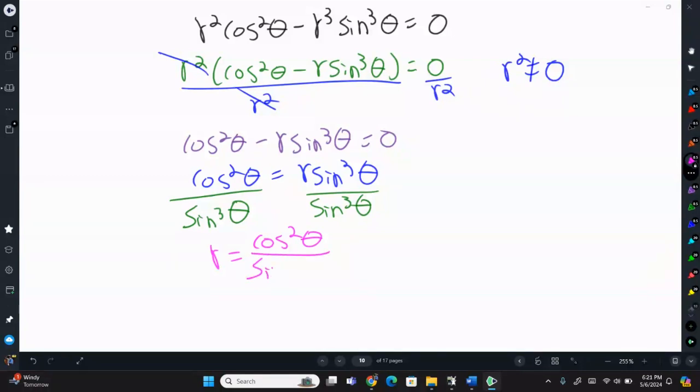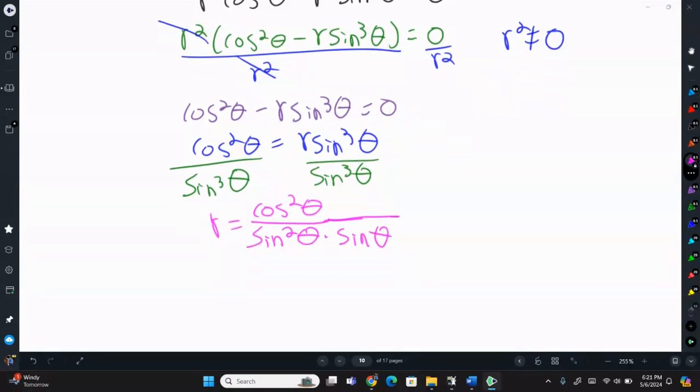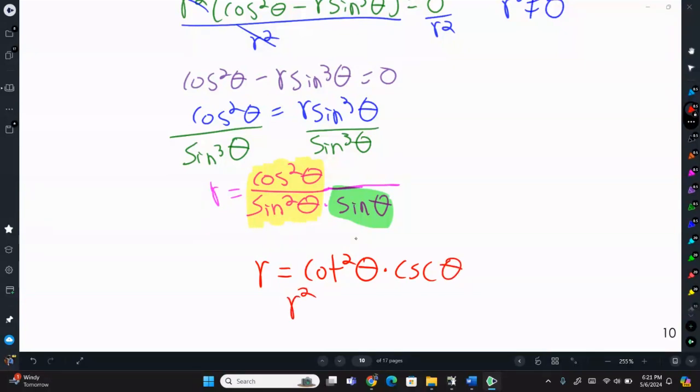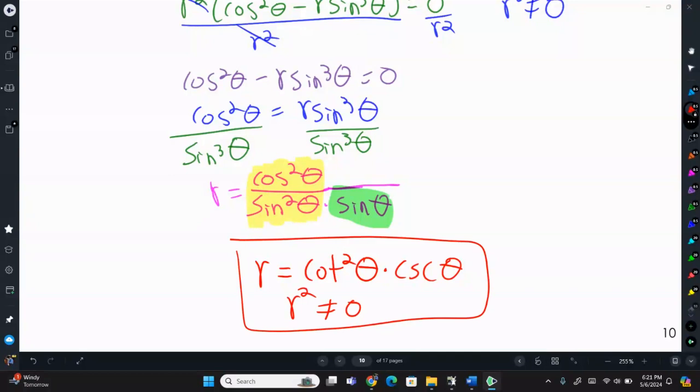And I'm going to break up that sine cubed to sine squared times sine to the first power, because now we can make this into cotangent squared, and then 1 over sine becomes cosecant. So then we get r is equal to cotangent squared theta times cosecant theta. And again, r squared cannot equal 0 because that's what we divided by.